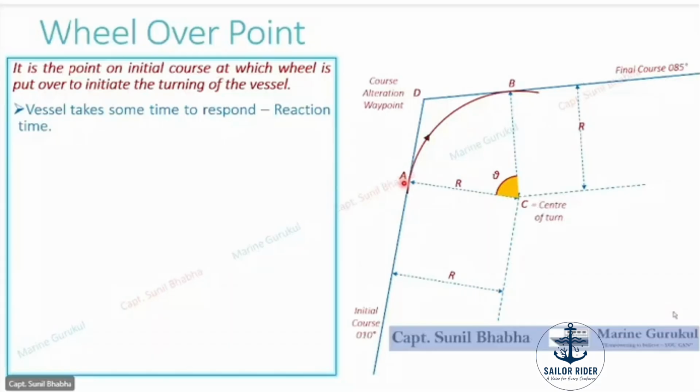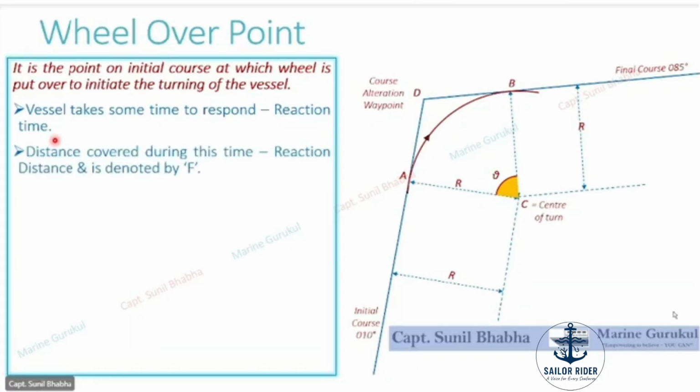When the wheel is put over, a particular helm angle is given. The vessel does not start to alter its course immediately. It waits for some time, takes this time to respond, and then starts the alteration. Now this time which the ship takes is called the reaction time of the ship. And the distance which is covered by the ship during this particular time is called the reaction distance. This reaction distance is denoted by alphabet F. As per our convention, alphabet F, foxtrot, represents the reaction distance of the ship.